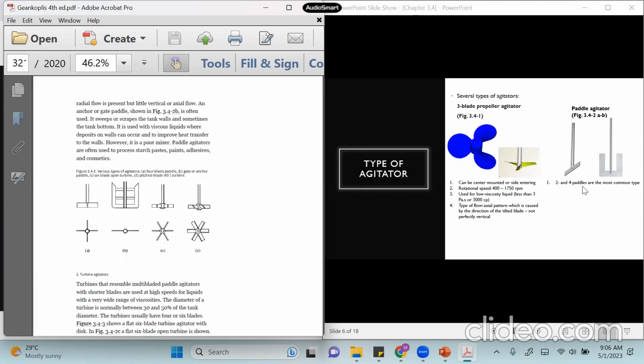Okay, so 2 and 4 paddles are the most common type. The rotational speed is usually from 20 to 200 RPM, and it's usually used for very viscous liquids, from 50,000 to 500,000 centipoise. So it's much higher than the left agitator, which is only 3,000. It starts from 50,000. The type of flow is radial because the direction of the paddle is perfectly vertical.